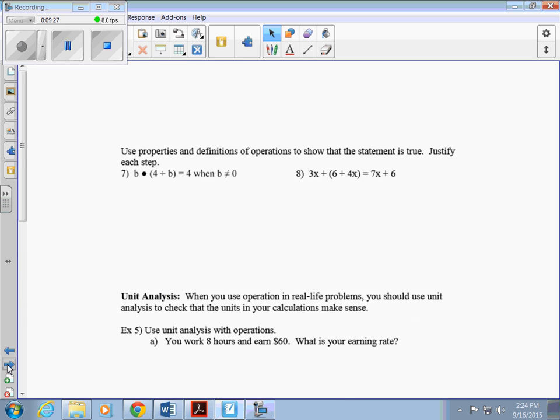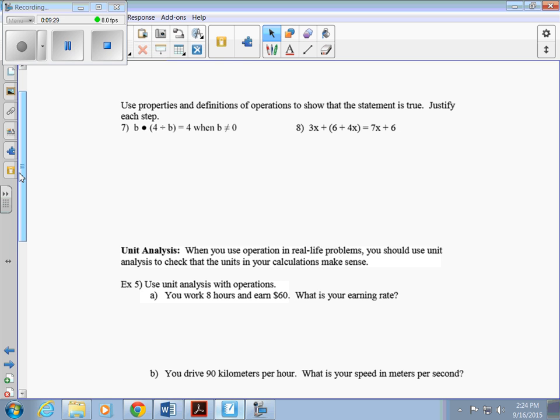Now, if we jump to questions 7 and 8, it says use the properties and definitions of operations to show that the statement is true. Justify each step. I'm going to go through the steps for question 7 with you, and then I will give you a chance to do question 8 on your own. So let's start. We're going to take the left side of number 7 and try to make it equal to 4.